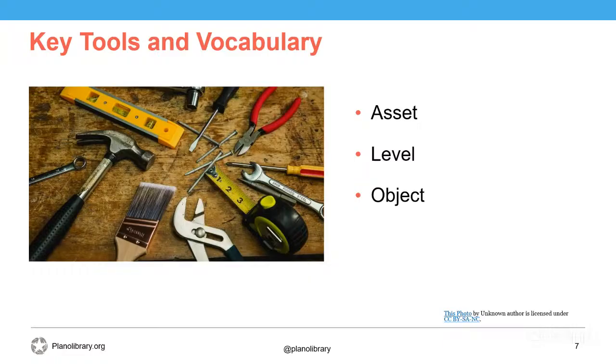Our final vocabulary word is object, and these are instances of assets. One copy of an asset in a level. You can have multiple copies of the same asset in the level, and each copy is an object. So, for example, if we have cubes, the cube itself would be an asset, but each copy of that cube is an object. So we can make changes to each object without changing the original asset. Unreal Engine also refers to objects as actors.